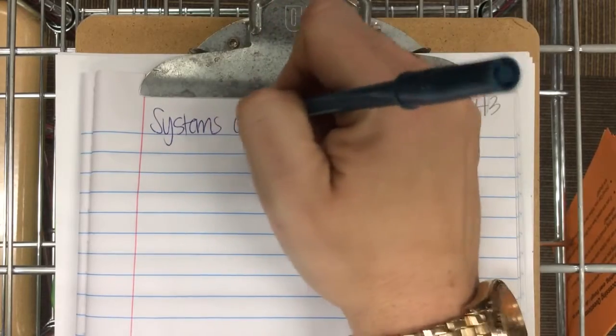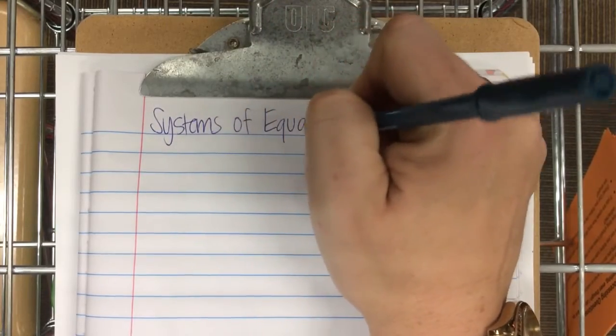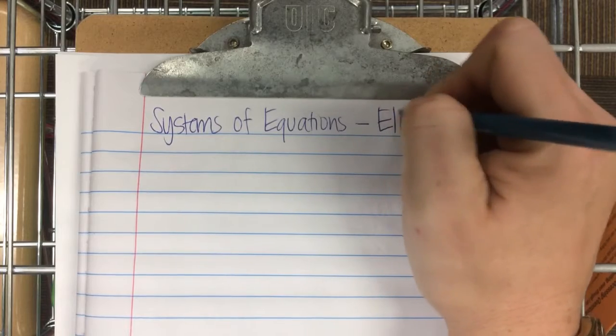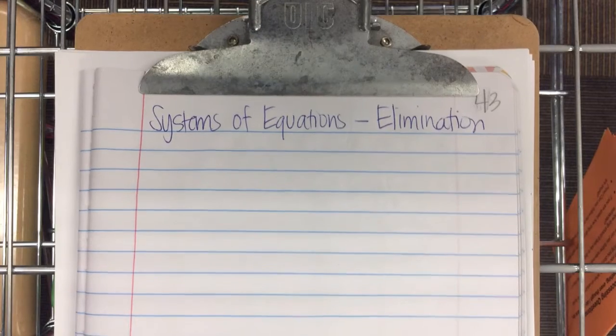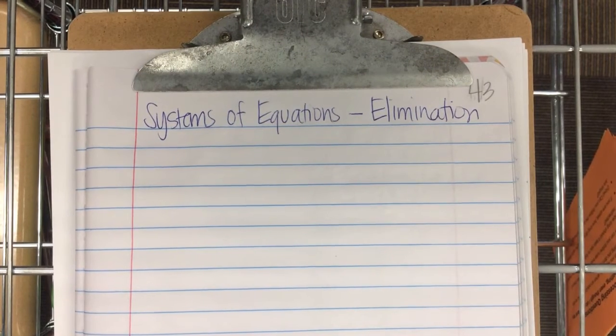Systems of equations. And this is elimination. And here's the deal. Everybody has a favorite way to solve a system. And we'll talk about, in a few days, when to use which way, right? Because we have graphing, we have substitution, which we did, and we have elimination. We'll talk about being able to identify when you should use each of the three.